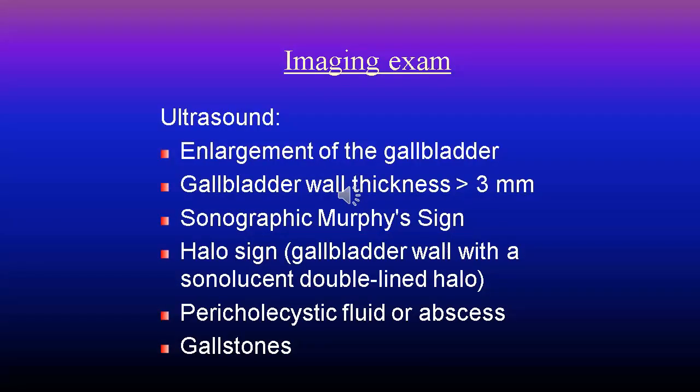The main investigation of a patient with suspected acute calculous cholecystitis is ultrasound, which shows enlargement of the gallbladder, gallbladder wall thickened more than 3 millimeters, and a sonographic Murphy sign, in which, when you compress the ultrasound probe at the area of the gallbladder, the patient catches his inspiration. And also, you can see the stone and behind it, a radiolucent hollow. Also you can see pericholecystic fluid, abscess and gallstones.